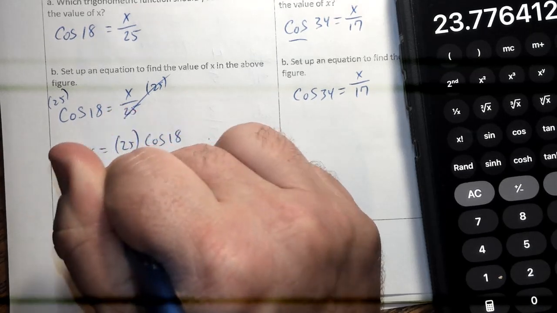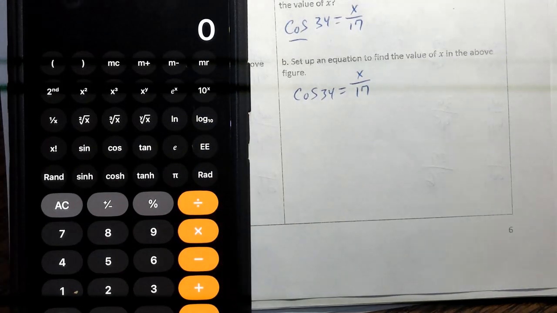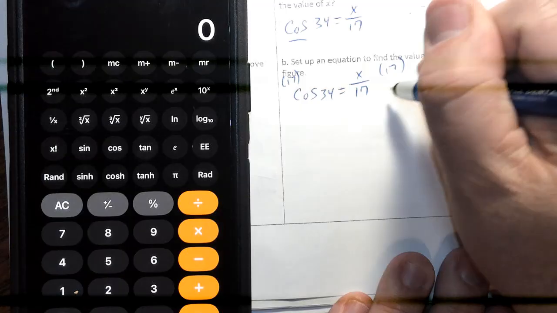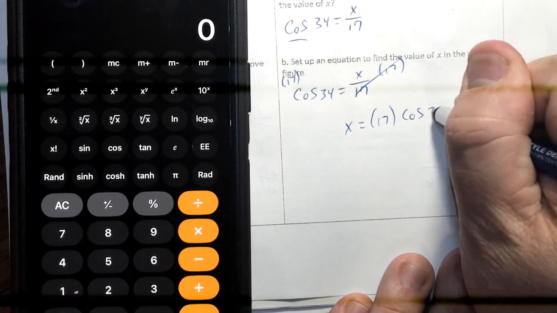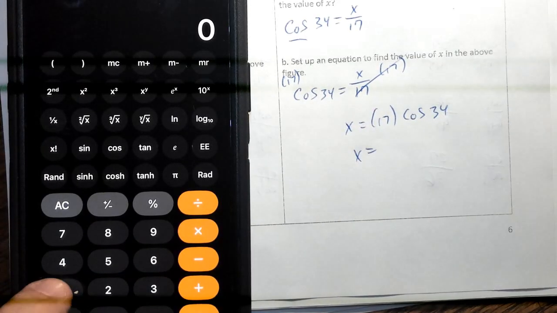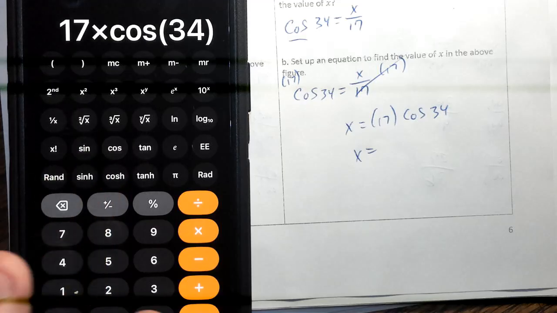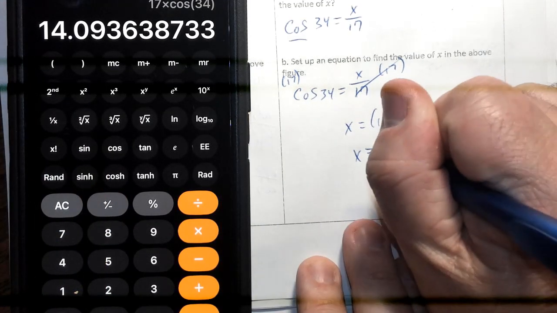Okay, just going to move it over here. Because over here, we're going to multiply both sides by 17. They cancel here. X is going to equal 17 times cosine 34. So 17 times 34 cosine. So we got 14.09. That rounds to 14.1.